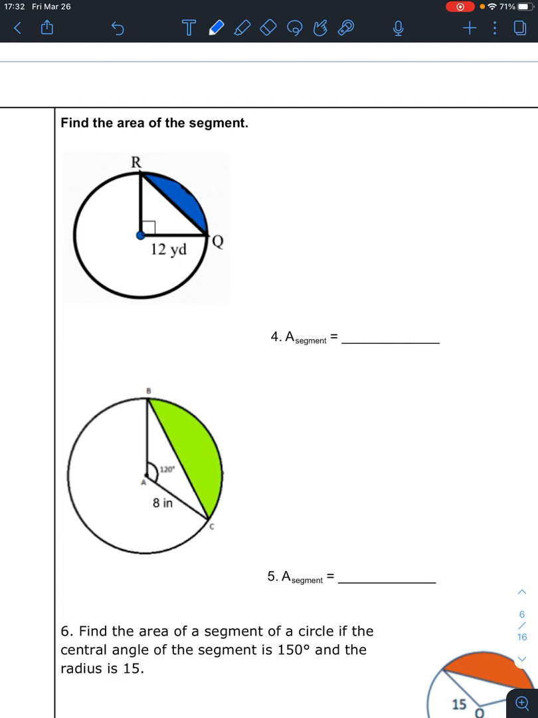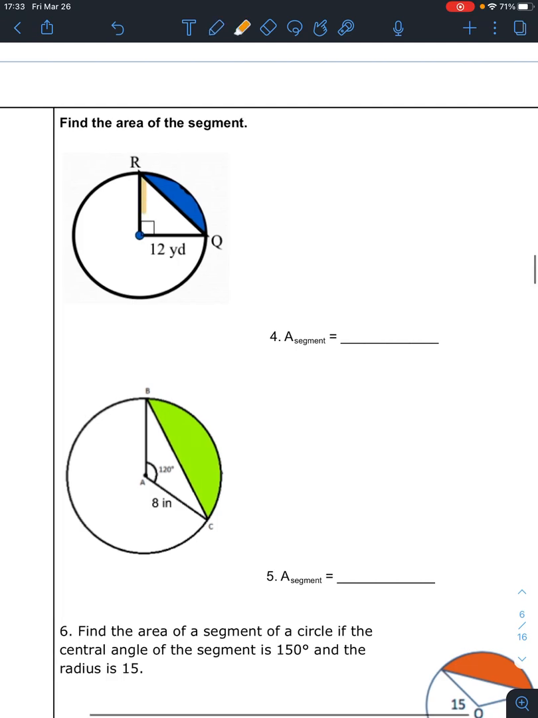All right, so we want the area of this segment. So now we need to do sectors and segments, because the first thing we need to find is this sector. So the area of that sector would be 90 degrees out of 360 degrees.